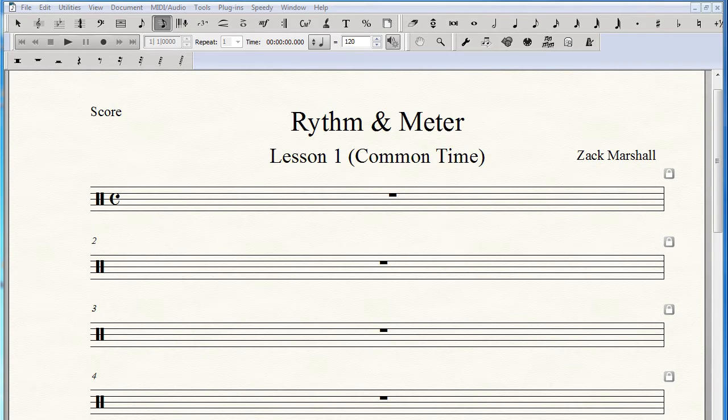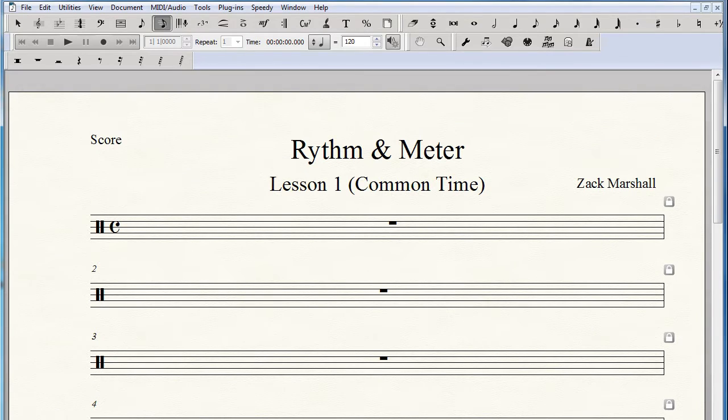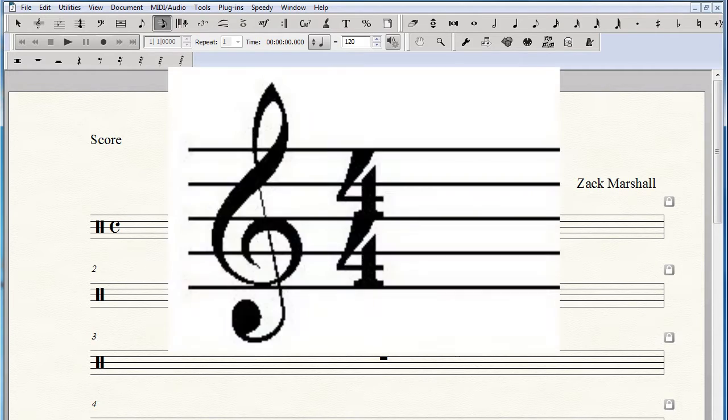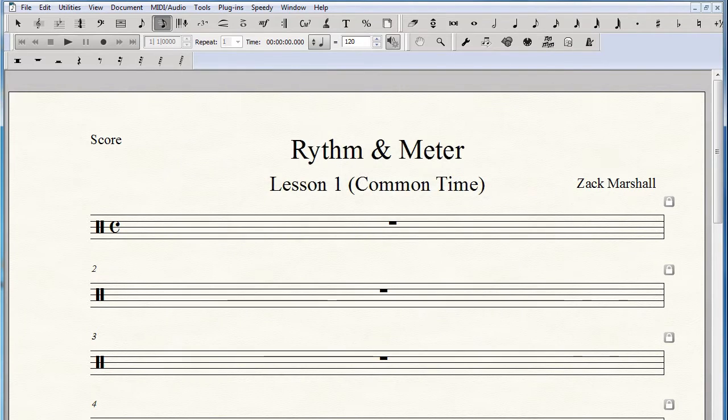So as you see over here, I'm using Finale to help demonstrate some examples, and here we have a C, and what that C stands for is common time. So common time, as you've probably heard before, is also known as 4/4. This is the most common time signature, or at least it used to be, and it is what most of Western notation is based on. And so we need to understand that in order to understand how to get to rhythm.